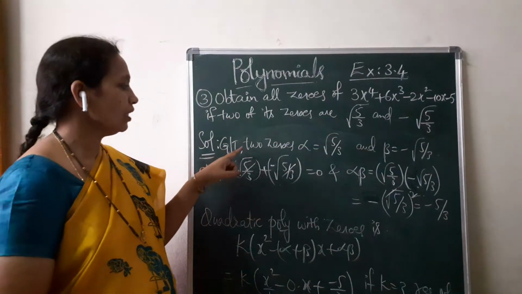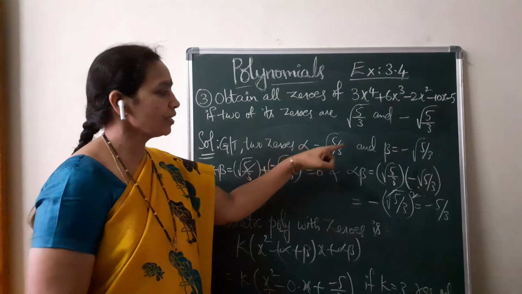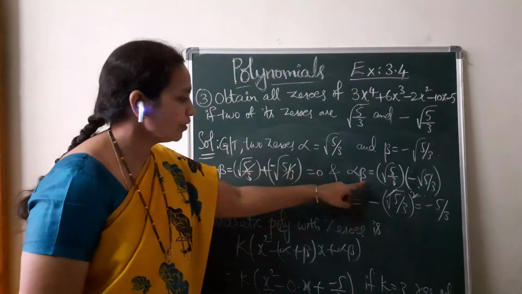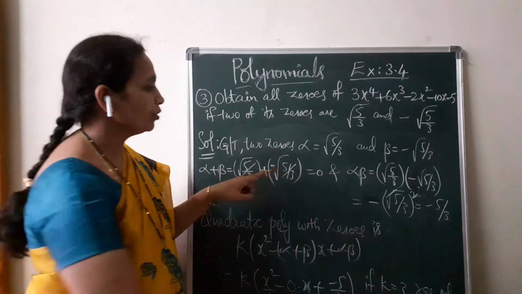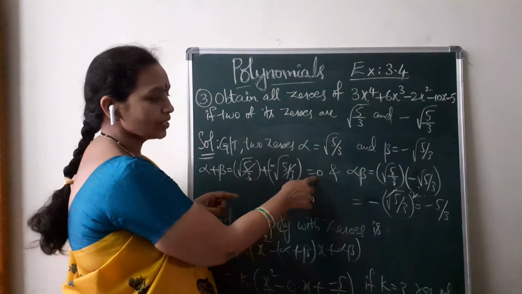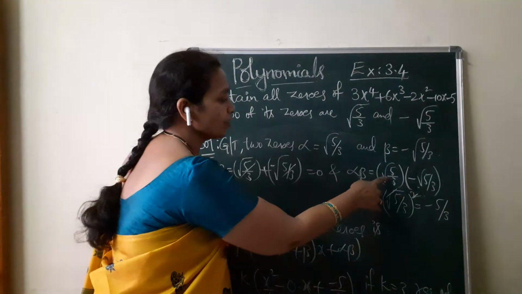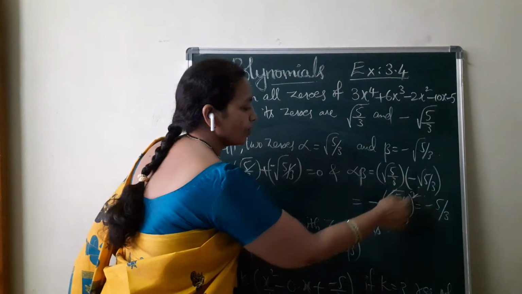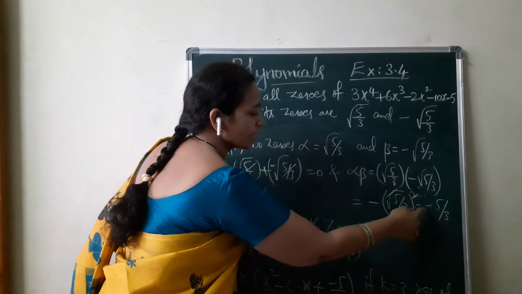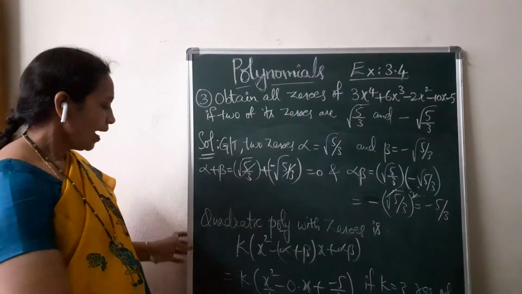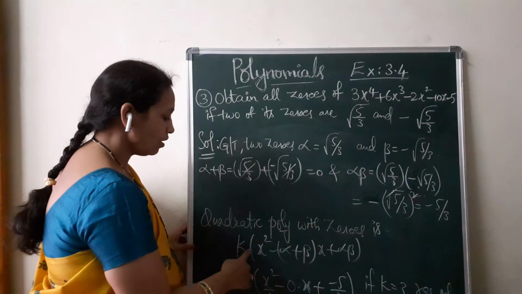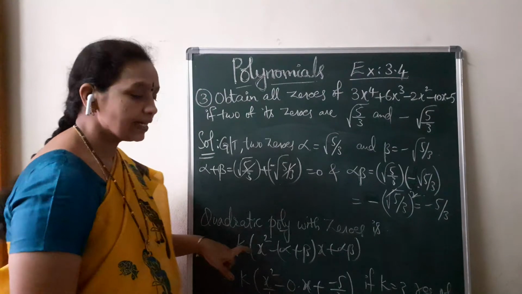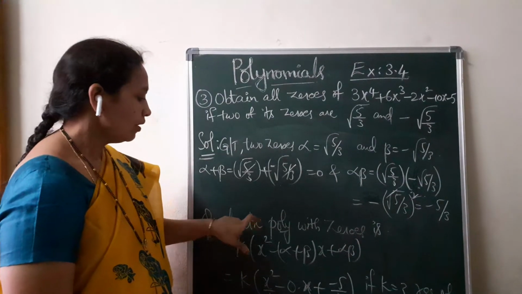So what is given? The two zeros: alpha is equal to root 5 by 3 and beta is equal to minus root 5 by 3. You have to find alpha plus beta and alpha beta. Alpha plus beta: both are additive inverses, they get cancelled and you get 0. Alpha beta: root 5 by 3 times minus root 5 by 3, plus into minus is minus, root 5 by 3 whole square, the square and square root get cancelled, and you get minus 5 by 3. And the quadratic polynomial with zeros is k of x square minus (alpha plus beta) x plus alpha beta.